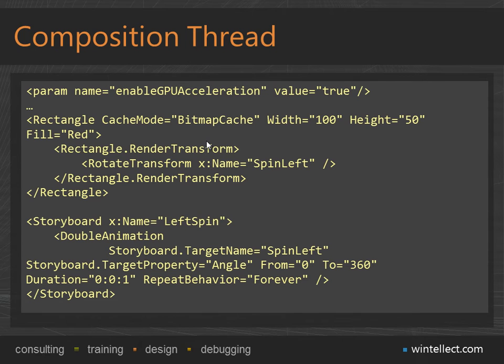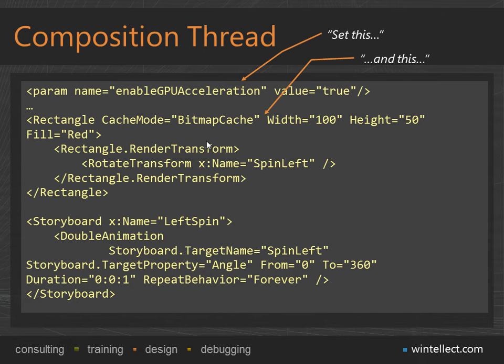So for the composition thread, there's a few things you need to do, and these are similar to what you do if you're using any type of 3D in your application as well. The first thing is in your Silverlight object control, the control that spins up Silverlight that's in your HTML page, you need to enable GPU acceleration, because all of this lives on the GPU now. It takes advantage of the graphics processing unit.